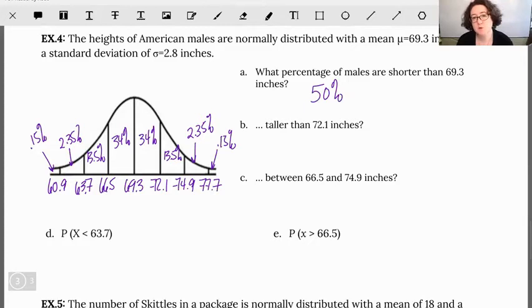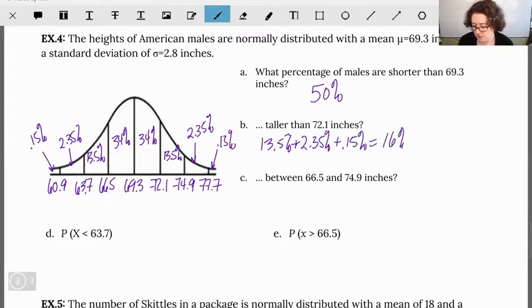So again, we're just looking for percent here. Didn't ask how many. So taller than 72.1, we're adding together 13.5 plus 2.35 plus 0.15%. Add those all up, and we are going to get 16%. So if you think of it towards the right of the curve, not a whole lot of people are that tall. 72 inches, I believe, is 6 feet.